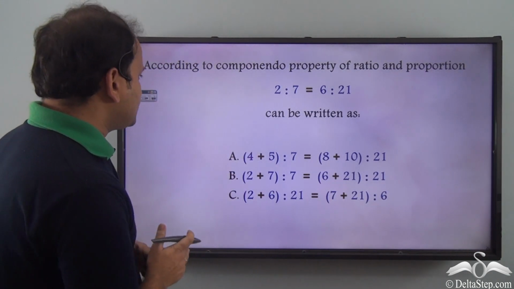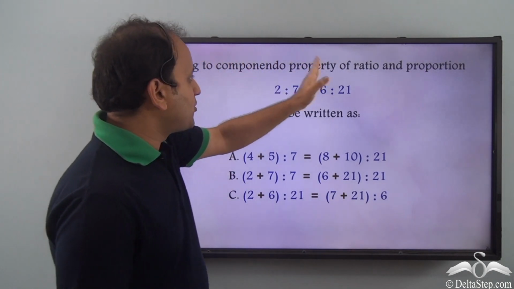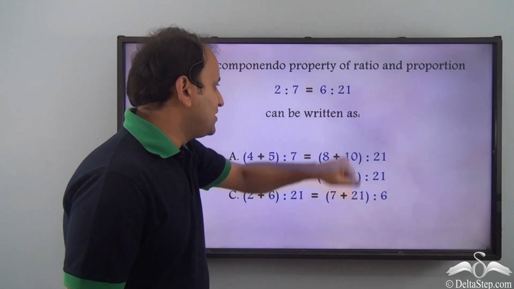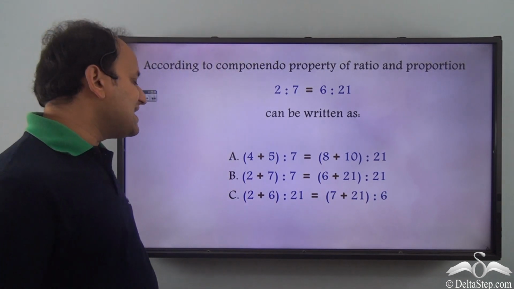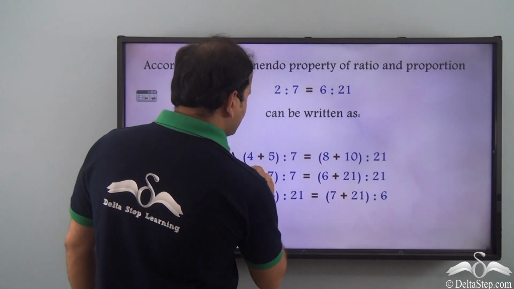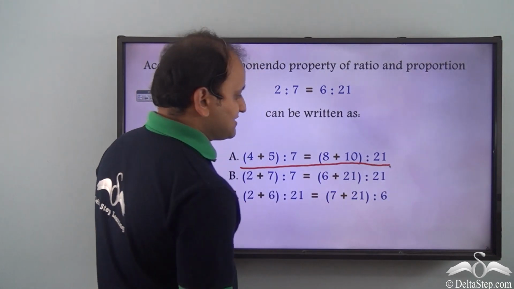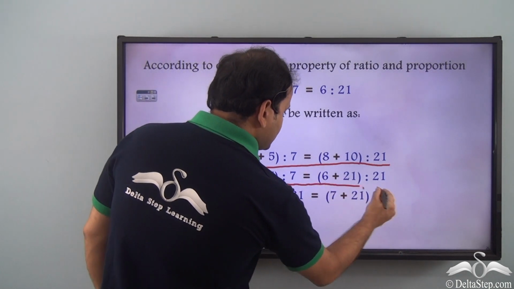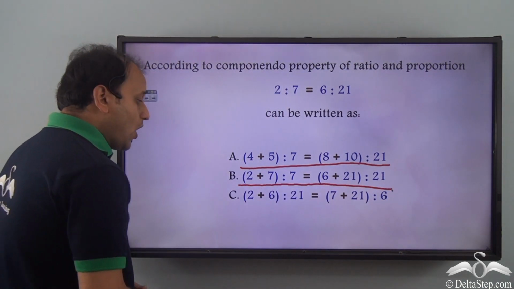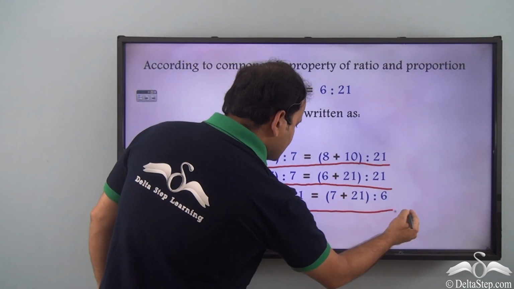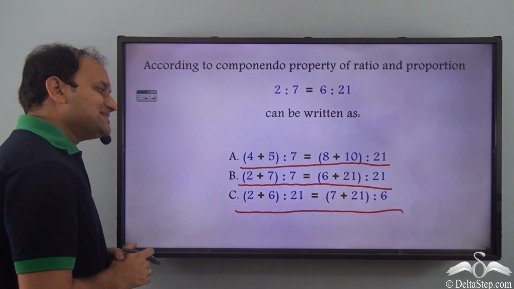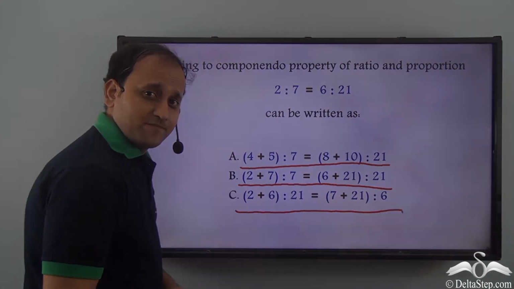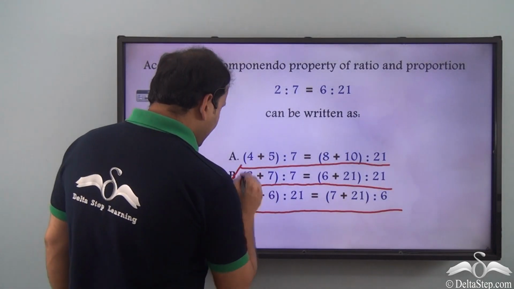So now can you answer this question? According to componendo property of ratio and proportion, 2 is to 7 is equal to 6 is to 21. This can be written as 4 plus 5 is to 7 equal to 8 plus 10 is to 21, or 2 plus 7 is to 7 is equal to 6 plus 21 is to 21, or 2 plus 6 is to 21 is equal to 7 plus 21 is to 6. Which one will be the correct answer? What do you think? Well, the correct answer will be this.